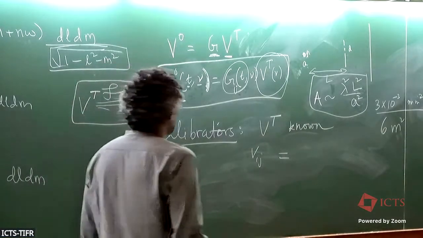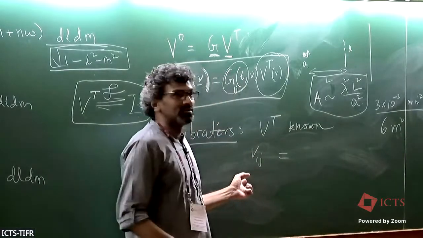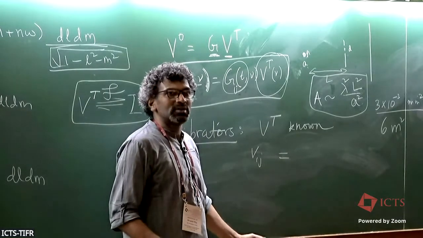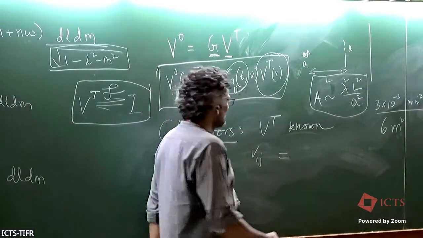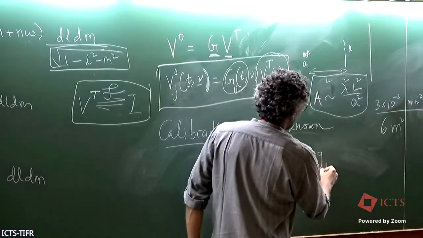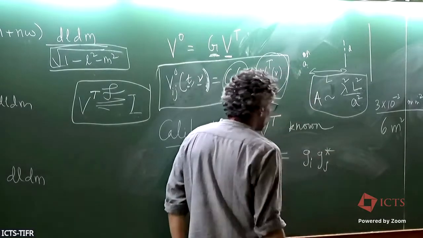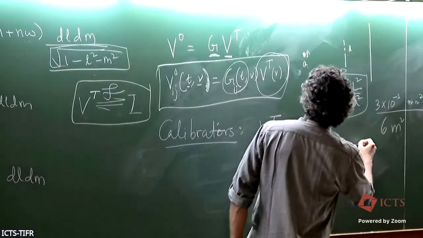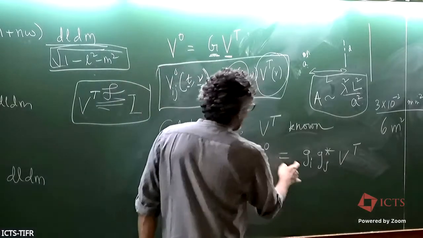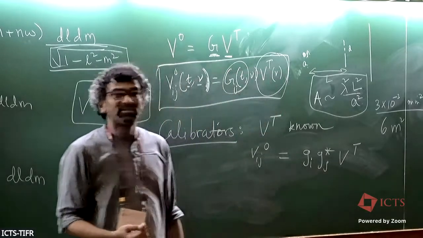Now, strictly speaking, this is an assumption. You are saying that all my gain can be antenna-based. But it works. Most of the time it works. So you say this Vij is my Gi and Gj complex conjugate times my true visibility. If I can do that, then it becomes easier.